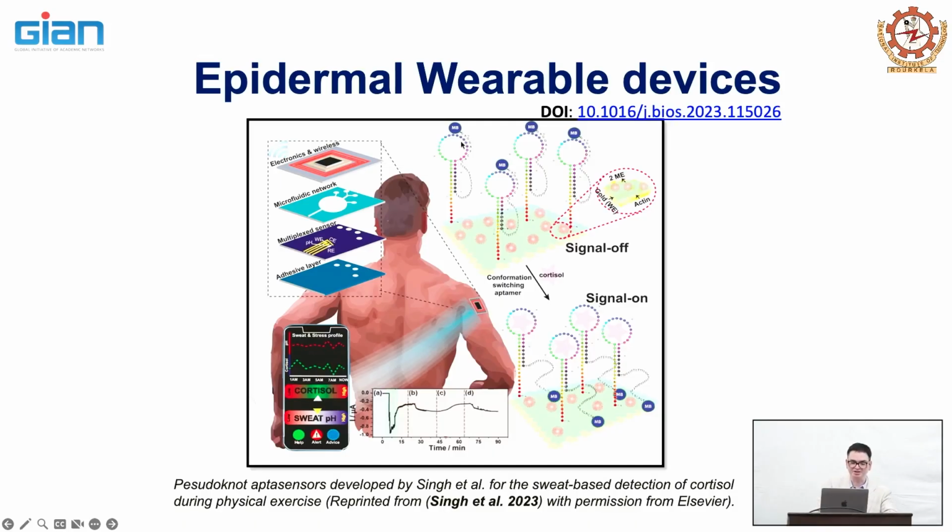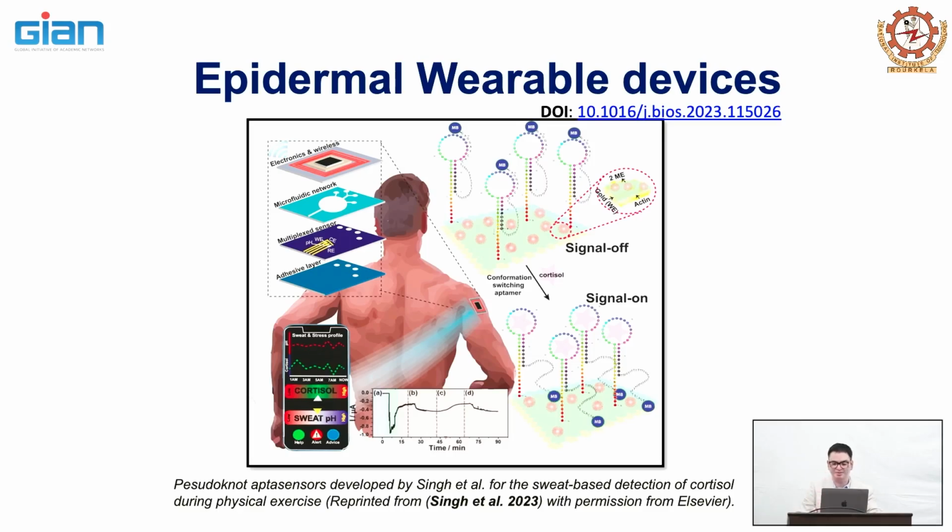All right, and the round structure, the spherical part, is what we call the active part, and you normally have an electrochemical tag there. In this case, it's a methylene blue tag which is attached to the top of this, and this was then used for the detection of cortisol during physical exercise. That's a stress hormone produced during exercise.